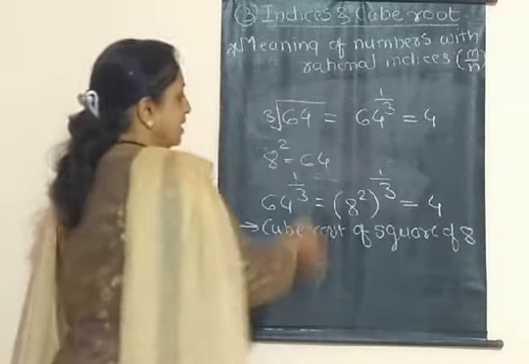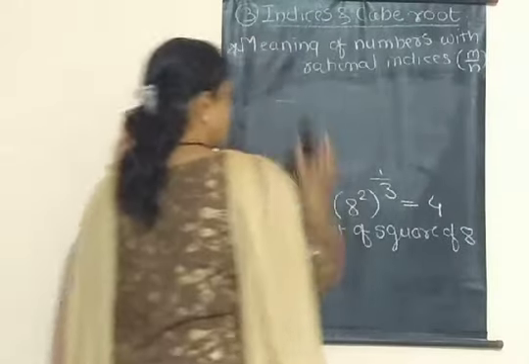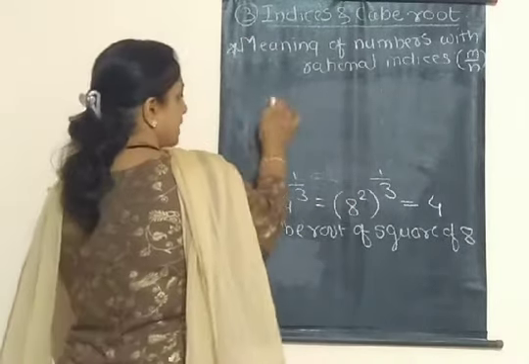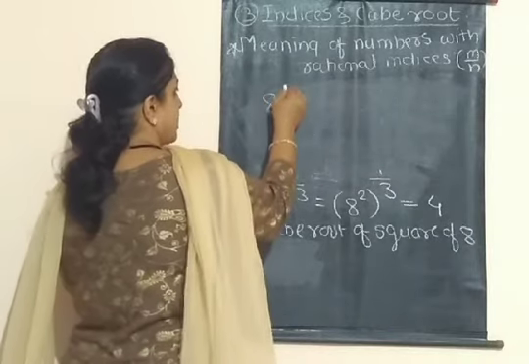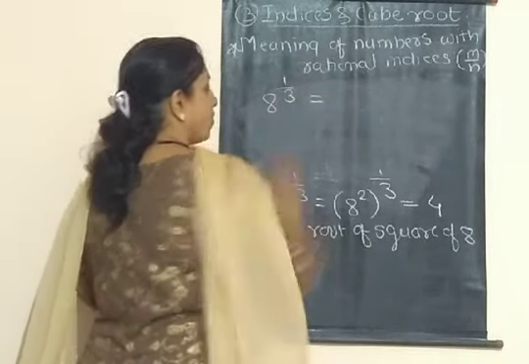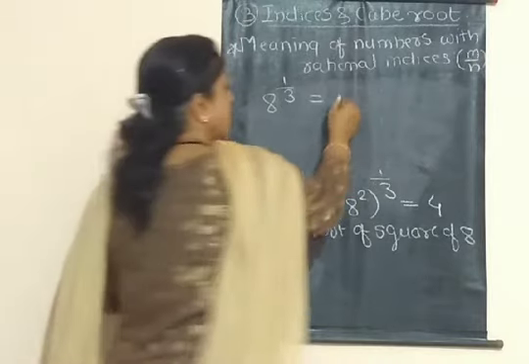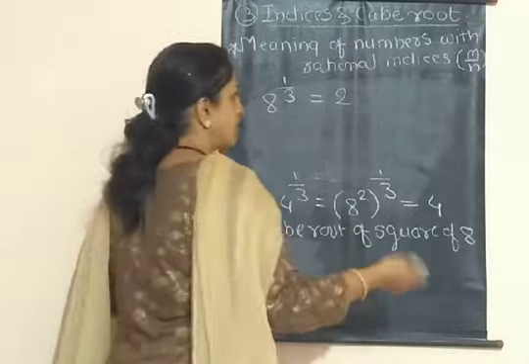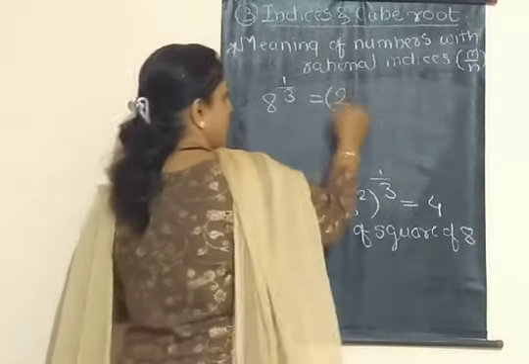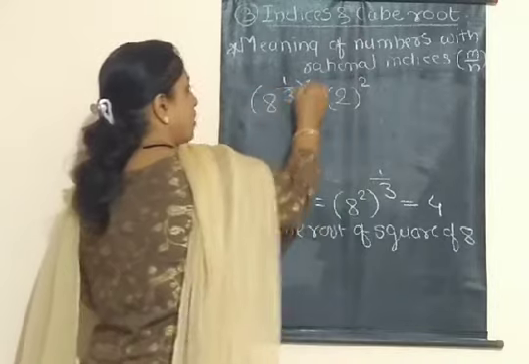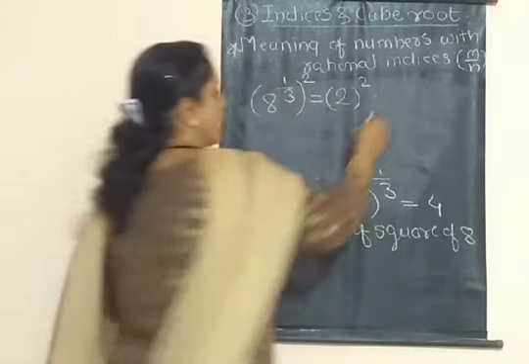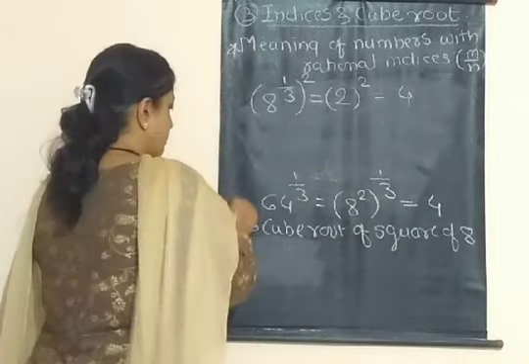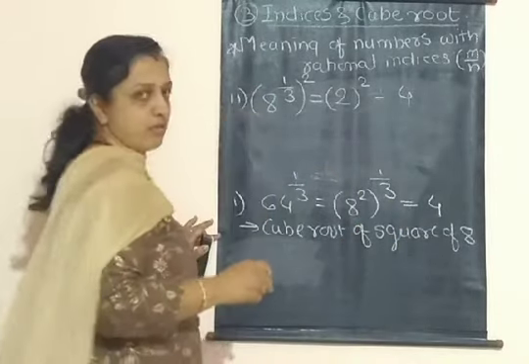Now let's see another form. Suppose the same number is written in this form: consider 8 raised to 1/3. What is the cube root of 8? That is equal to 2. And if we take the square of 2, that is equal to 4. So we also take the square of this number, and that is equal to 4. We get the same answer for the first form and the second form also.